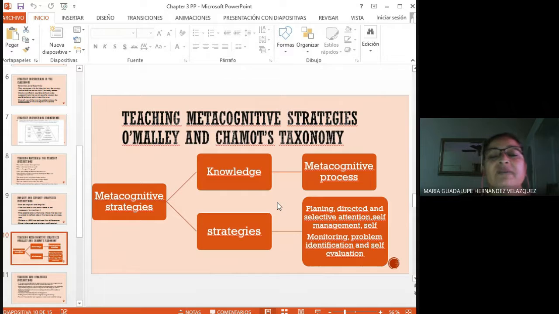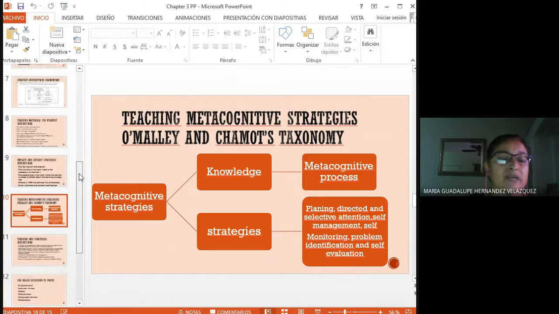Teaching metacognitive strategies, O'Malley and Chamot's taxonomy. Metacognitive strategies can be metacognitive knowledge or metacognitive strategies. Metacognitive knowledge is known as the process, and the metacognitive strategies are planning, directed and selective attention, self management, self monitoring, problem identification, and self evaluation. All those are the strategies known as metacognitive strategies.